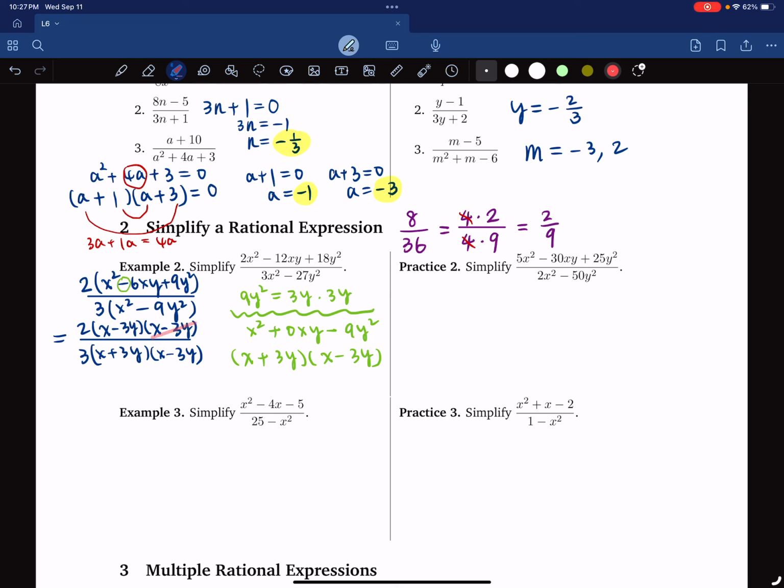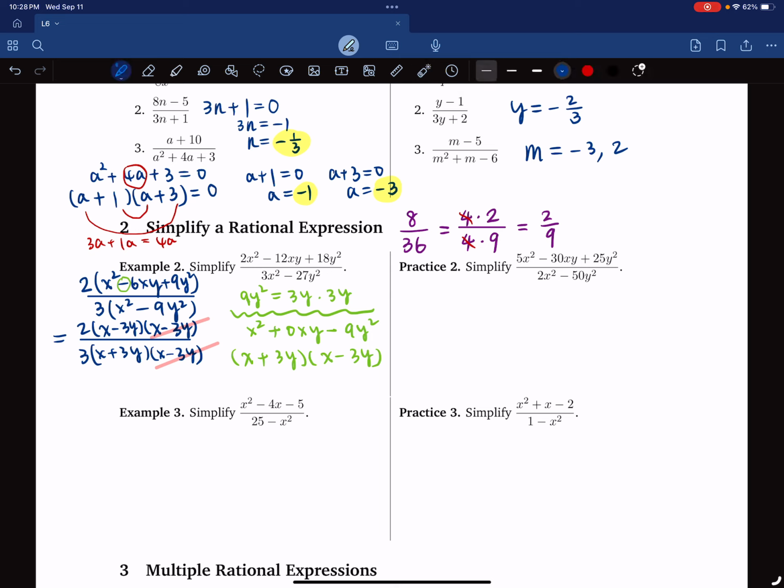Please don't cross out the x because x, as you can see, is not a factor. x minus 3y is a factor. And this one is x plus 3y, and they're different, so we do not cross them out. Over here, we have 2 and 3. They're also not the same, so we don't cross out.